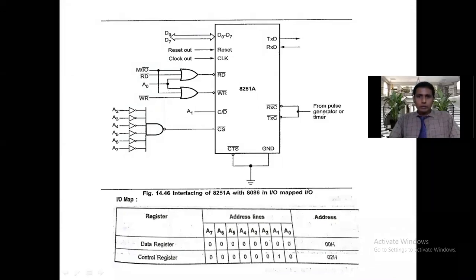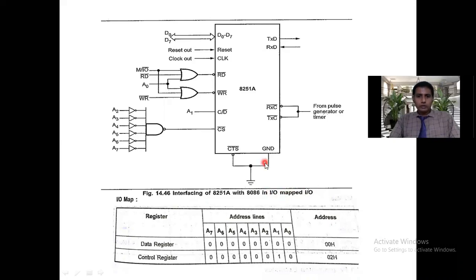Now let us see the topic once. Interfacing 8086 with 8251 in I/O mapped I/O. In I/O mapped I/O, the number of address lines should be 8 or 16. If it is direct addressing mode, 8 address lines. If it is indirect addressing mode, we use 16 address lines. And one more thing, in I/O mapped I/O, the M/IO bar signal must be low. Like that, we already have a minimum idea, right?